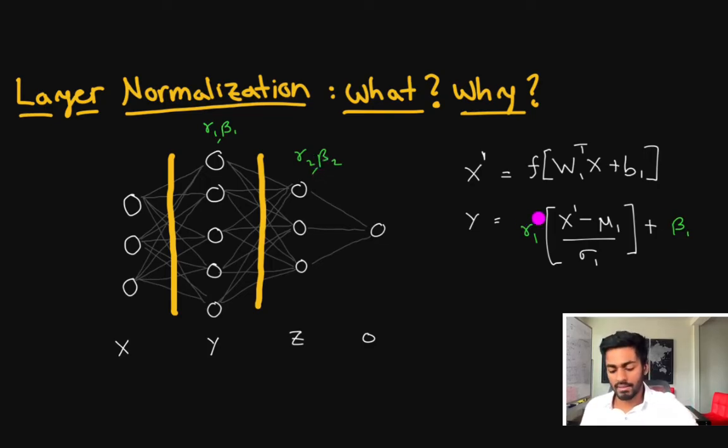Now, gamma 1 and beta 1 and also gamma 2 and beta 2 are learnable parameters. So as we keep getting more and more inputs to this network over time, and we perform a backpropagation step, these values are going to be learned and changed in order to optimize the objective of the loss function.